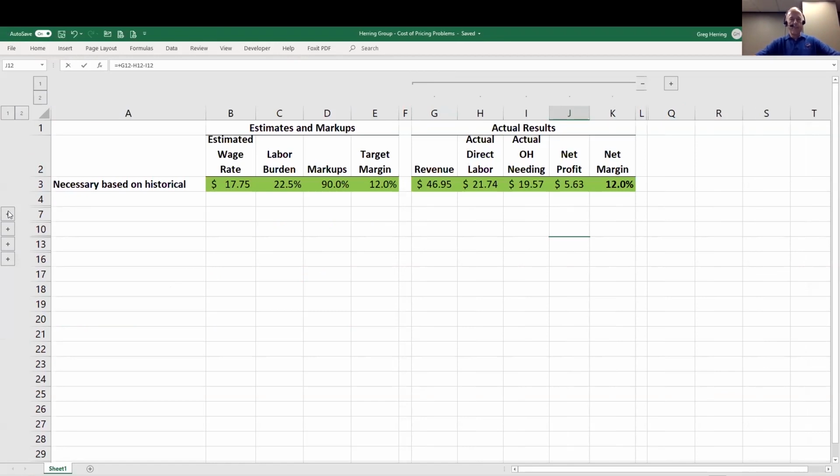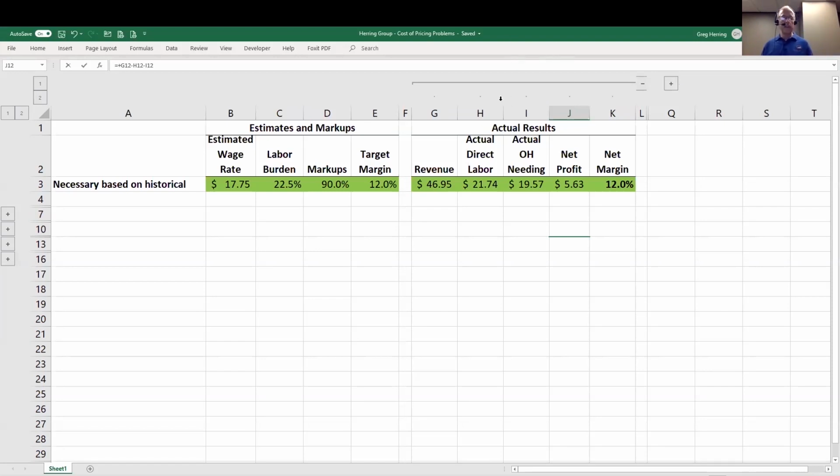All right, so the revenue then would be $46.95 for that hour of labor. So we're just doing 1 hour of labor to simplify the illustration here. The actual direct labor cost would be $21.74. That's the wage rate and the burden. You're going to recover $19.57 of overhead, and your net profit is going to be $5.63 on that hour of labor, and your net margin is going to be 12%.